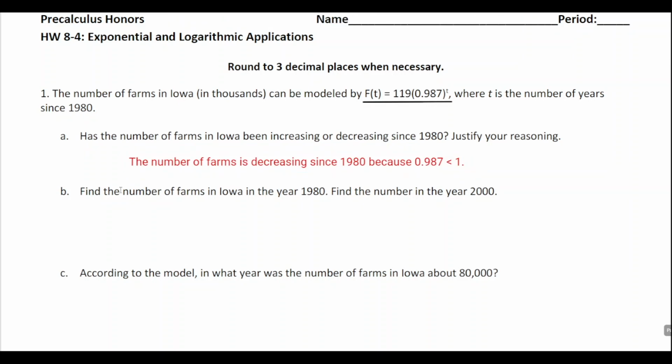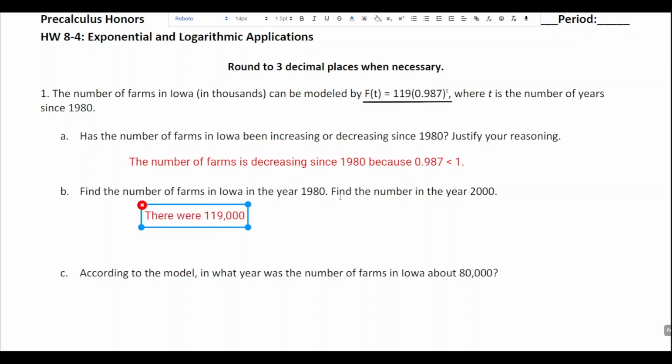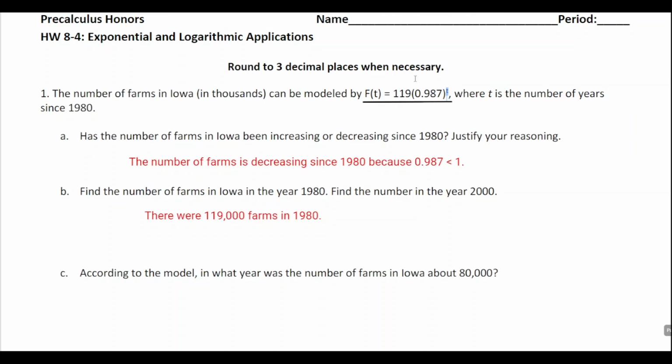Okay, so basically we're multiplying by some number smaller than 1 that's going to make the overall number decrease. Part B says find the number of farms in the year 1980. So that's going to be our initial amount here since this is when our scenario starts. Don't say 119, it's 119,000 farms. So I'll say there were 119,000 farms in 1980. Then it says find the number in the year 2000. So what we need to do is plug in the appropriate value for t, and then we'll calculate this out. So let me pull up the calculator.